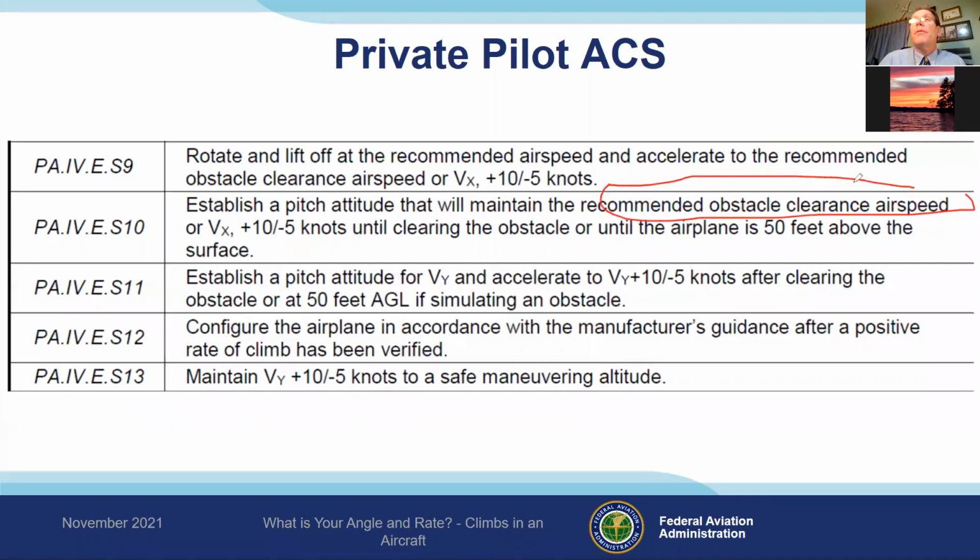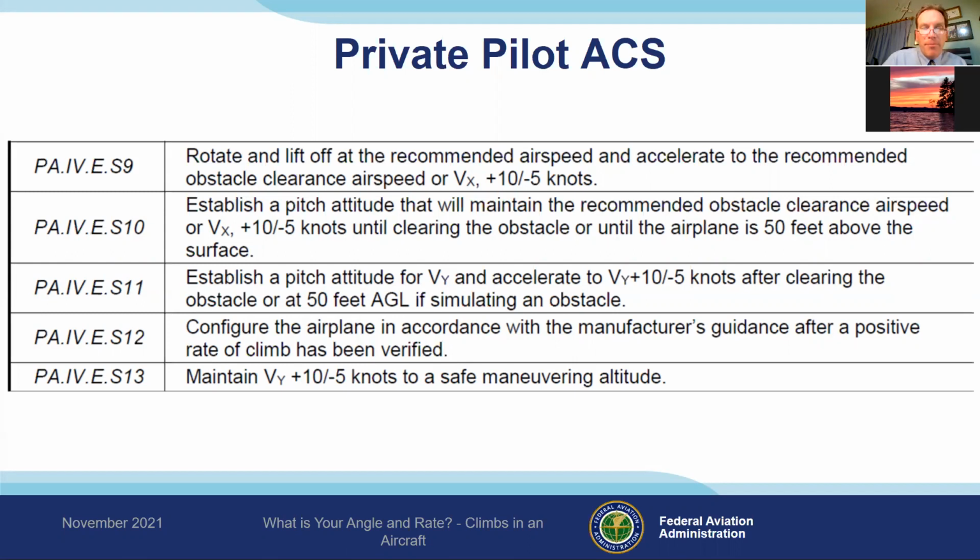Maintain the recommended obstacle clearance speed, or VX in the absence of one, is what the intention of that is. And if you dig deeper into the ACS, you will find that it has that. And then also, these are the other steps that are involved. Ultimately, you will accelerate to VY, which we'll talk about, and that's after clearing the obstacle or the 50 feet AGL, which we'll put a little bit of emphasis there too, because that's for standard certification of aircraft, not necessarily for extended climbs. And then what is the manufacturer's guidance?